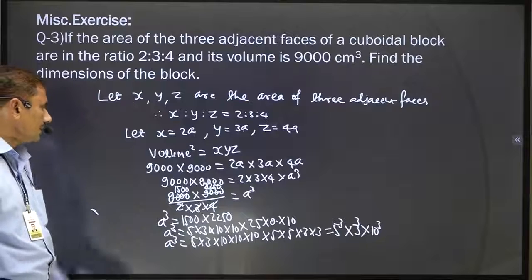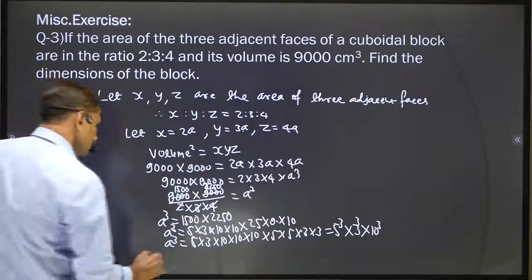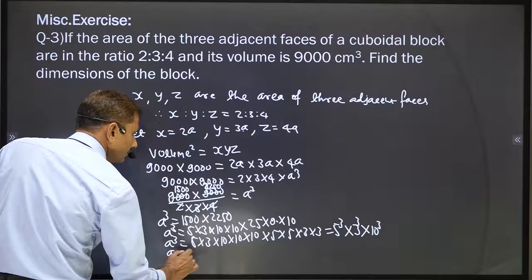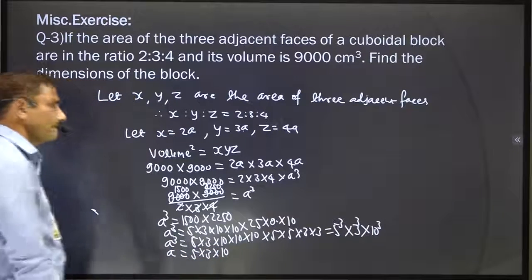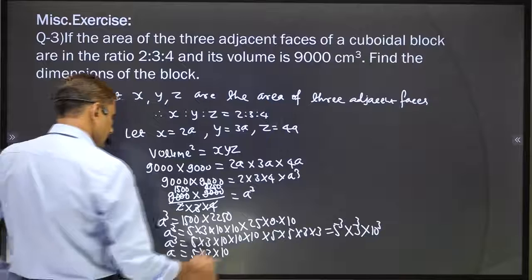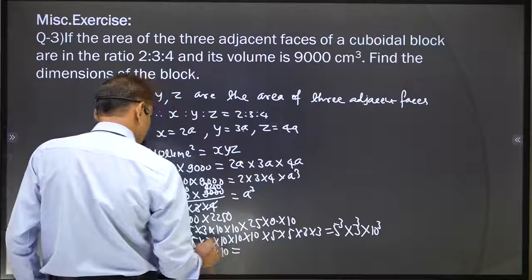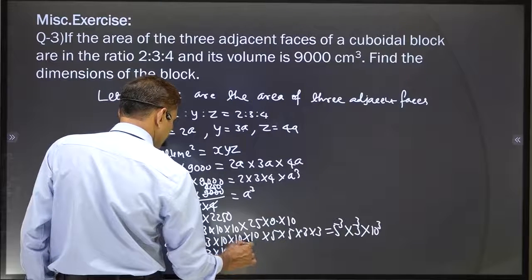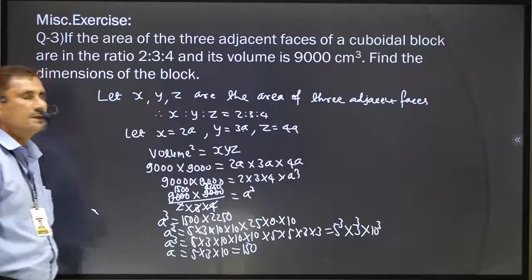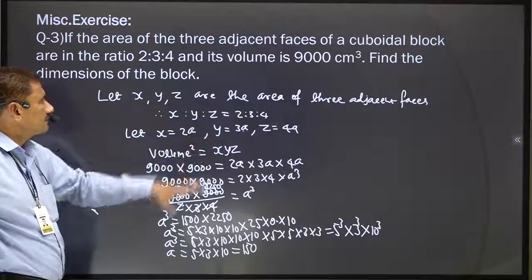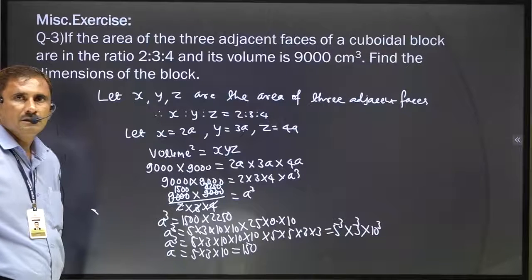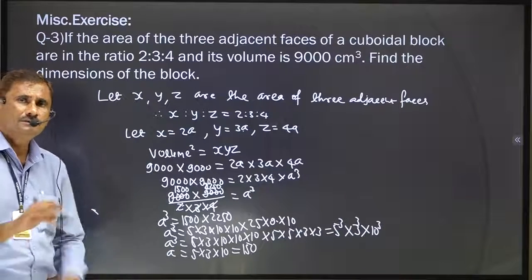Okay, so total 9 numbers are there but in groups of three. So I can write a equal to 5 into 3 into 10. So it is 5 3s are 15 and 15 10s are 150. So a we got 150. So after getting a, we will have x, y, z all three.